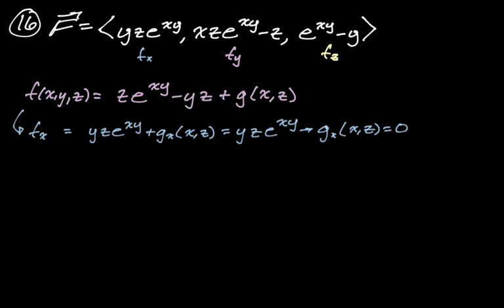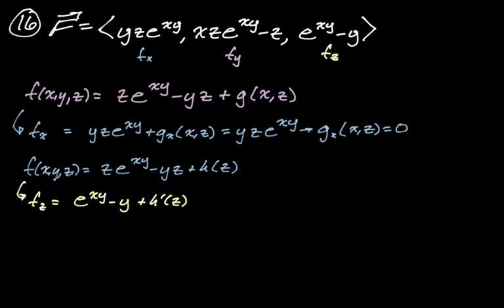We no longer think that we have an arbitrary function of x and z. We now think we only have an arbitrary function of z. So I'm going to say that I think my potential function is z e to the xy minus yz plus h of z, the new arbitrary function. Find partial z of this.